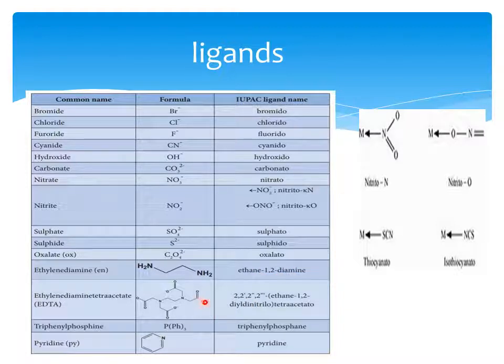But this is a negative ligand, here there is minus, there minus, so it ends with O, that is tetraacetato. Another one, this is triphenyl phosphane, and this is called pyridine. So these are some examples of ligands. You have to learn this.